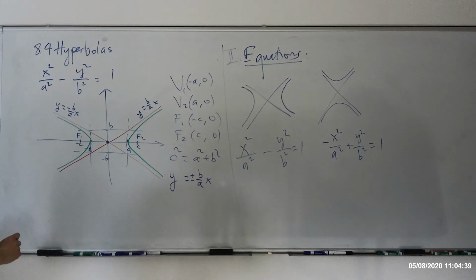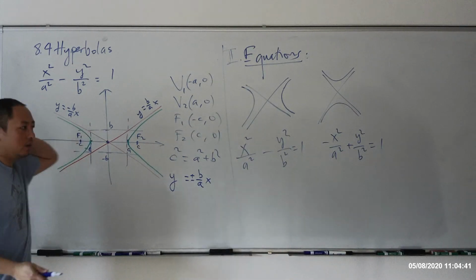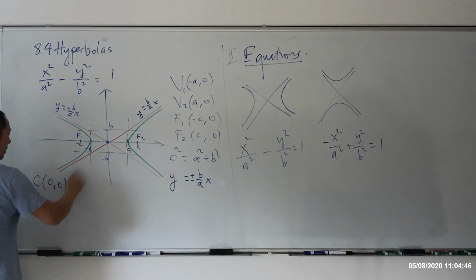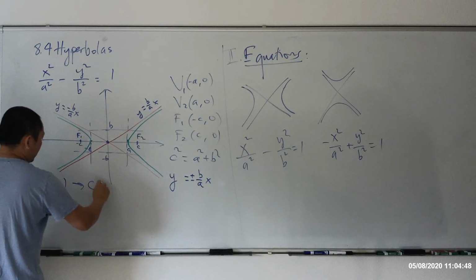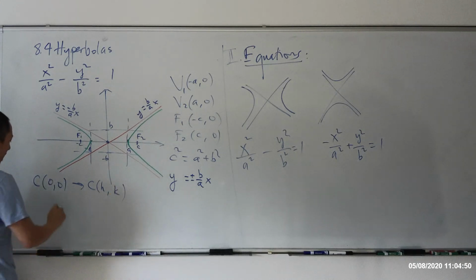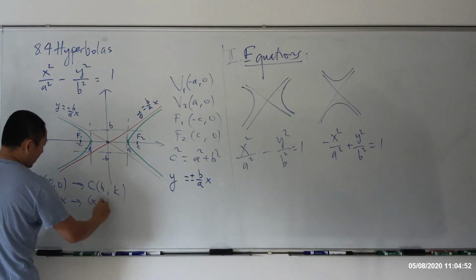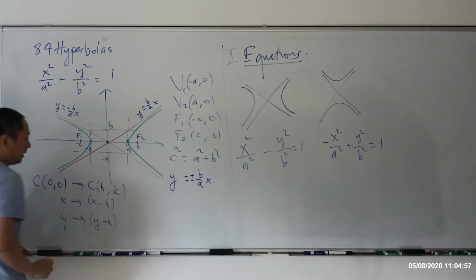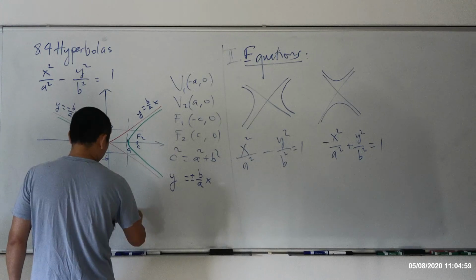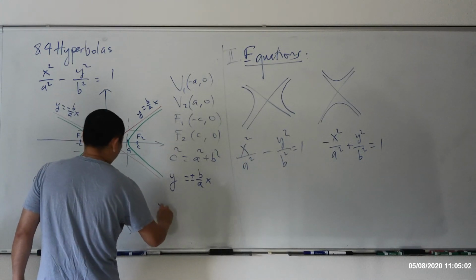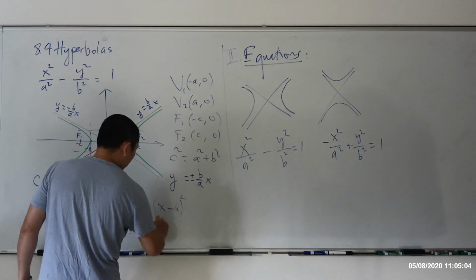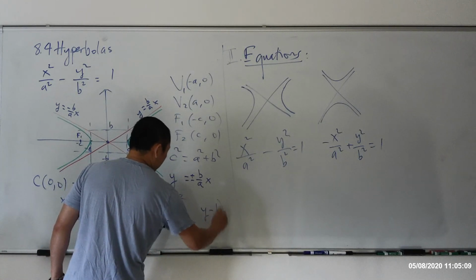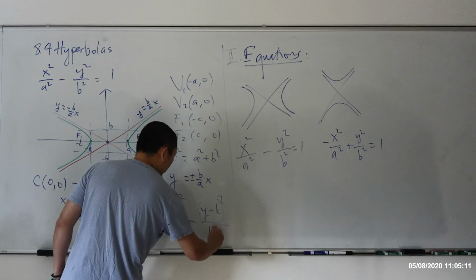Okay? And if you shift the entire graph to a new center, not at the origin, say you change the center from 0, 0, which is the origin right here, to a new center at h comma k, what you need to change, you change x to x minus h, you change y to y minus k, then your new equation will be this: x minus h squared over a squared minus y minus k squared over b squared equal to 1.